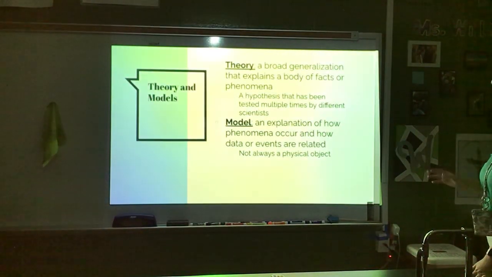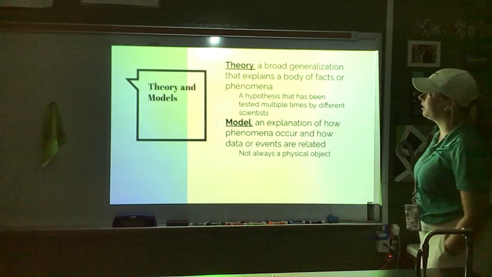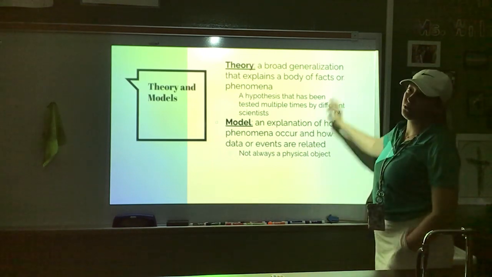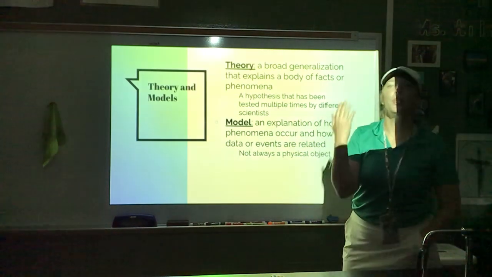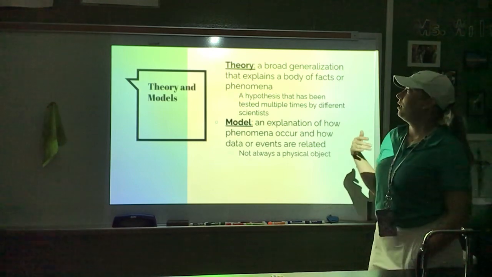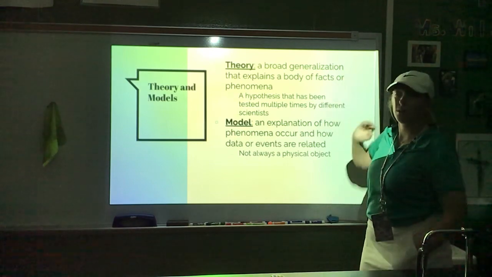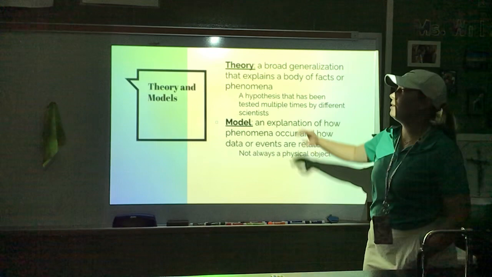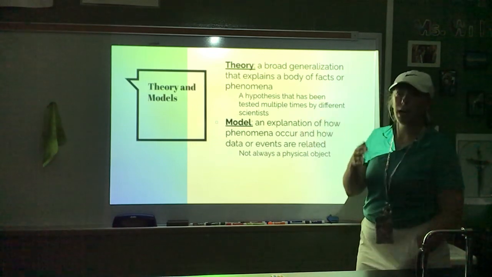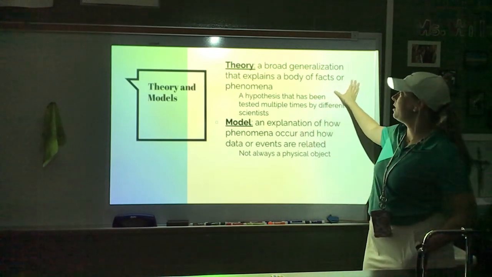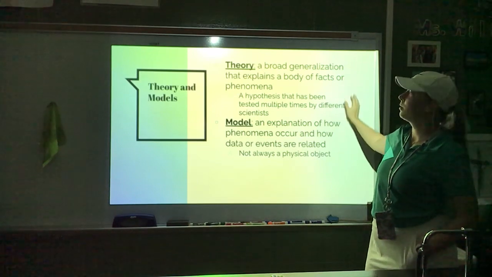Then we have the difference between a theory and a model. So a theory is a broad generalization that explains a body of facts and phenomena. It's a hypothesis that has been tested multiple times by different scientists. So anytime you hear a theory of something, it's a broad generalization. So we're like, in general, this is why it's happening. It's not quite to the law point where we're like, yes, every single time it's going to happen, but in general, yes, we're going to be seeing this come true.